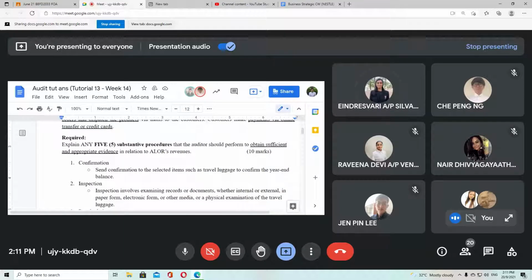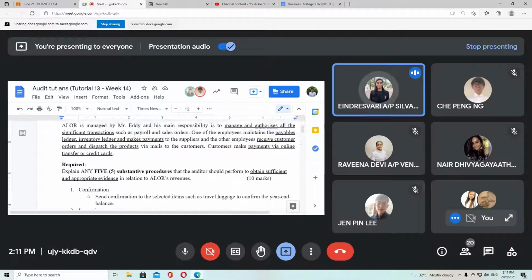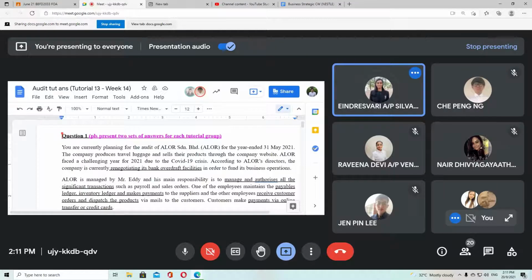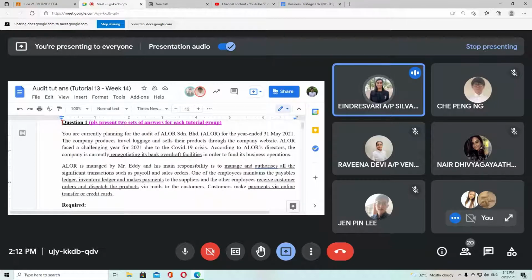Revenue is an SOFP item or an SOPL item? SOPL. Where does it appear? On the left side of the SOPL, the credit side. Okay. So let's look at the answer. So all these assertions must be relevant to SOPL. Okay.